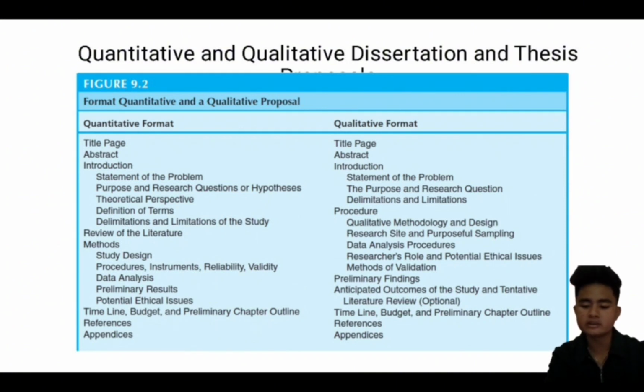On the other hand, a qualitative proposal is open and flexible because, like what I've said earlier, it is based on the opinions and viewpoints of the investigator. It typically has two main sections: the introduction and the procedure. It is based on participant perspectives and experiences.